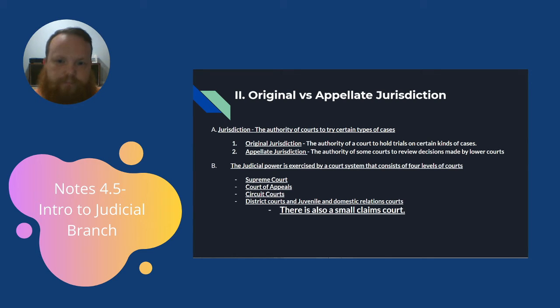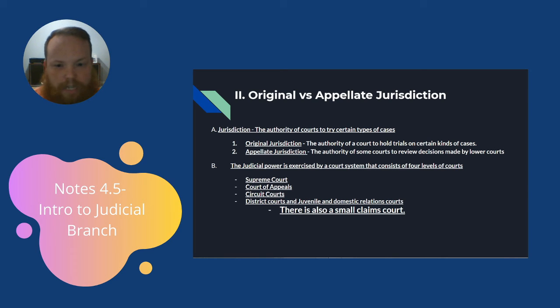Now, original, okay, is the authority of a court to try cases for the first time. It has not been heard by any court. It hasn't been heard by any judge. So therefore, it's the original jurisdiction. Appellate jurisdiction is the authority that some courts have to review the decisions made by the lower courts. So this is when a decision is made that may not be agreed upon in a manner of which it was taken, and people have the option of being tried at a higher court.